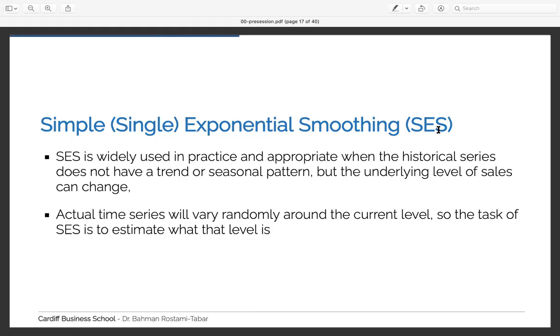But if you have an actual time series that has a level, and then there are random variations around that level, then SES could actually be an appropriate approach. So if the time series varies randomly around a level, the task of SES is to estimate what that level is, right?